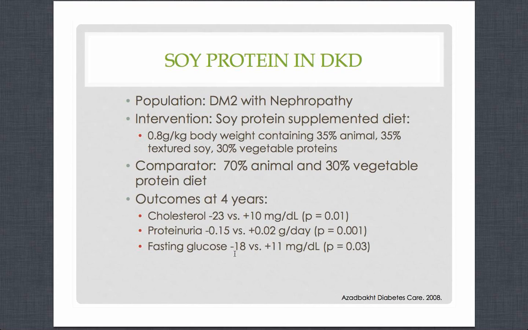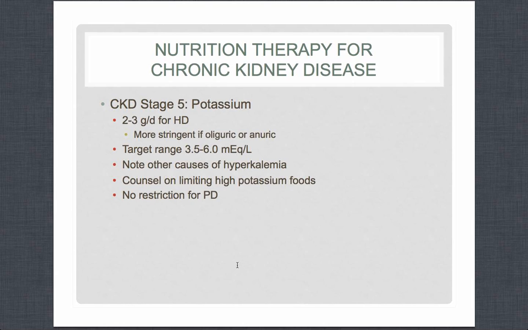Outcomes at 4 years: the plant-based protein diet, including the soy supplemented diet, had a 23 milligrams per deciliter reduction in cholesterol. It had reductions in protein losses in the urine, and also a reduction in fasting glucose. So we don't know if this is really specific to soy protein, but it does support the use of a high vegetable protein diet. Apologies, I think that some of these got out of order.